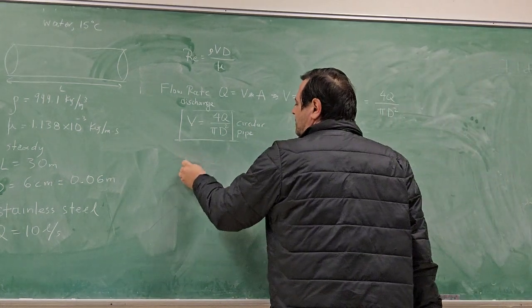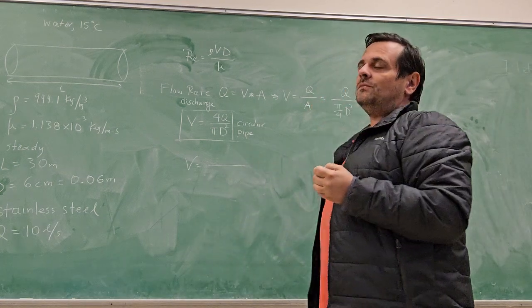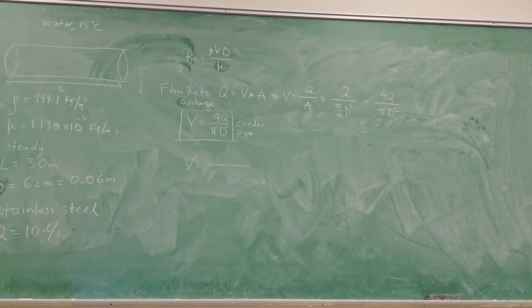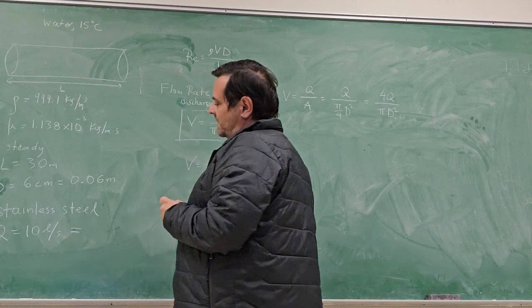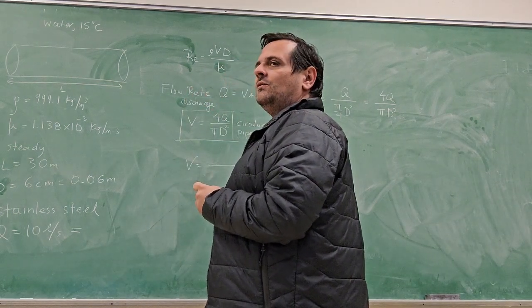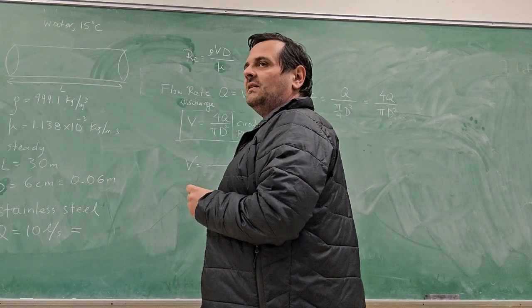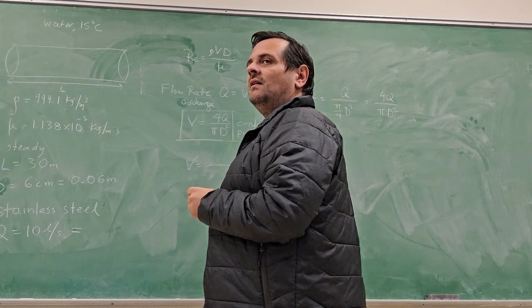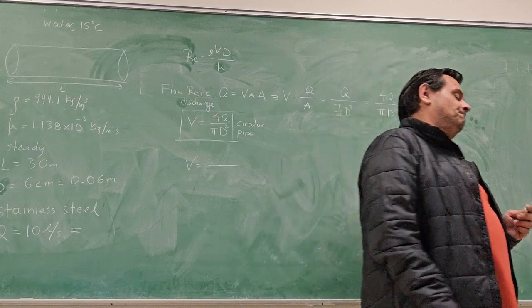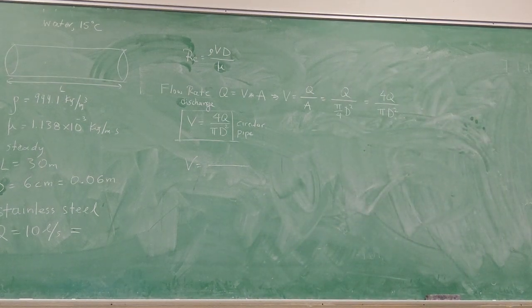So let us plug in the numbers. The other thing that you should not forget is uniformity in terms of the units, right? So here the Q is in liters per second, and because the velocity is normally in meters per second, we need to convert the liters per second to cubic meters per second. What do I need to do to find the flow rate in cubic meters per second? Multiply or divide? Divide by 1,000.